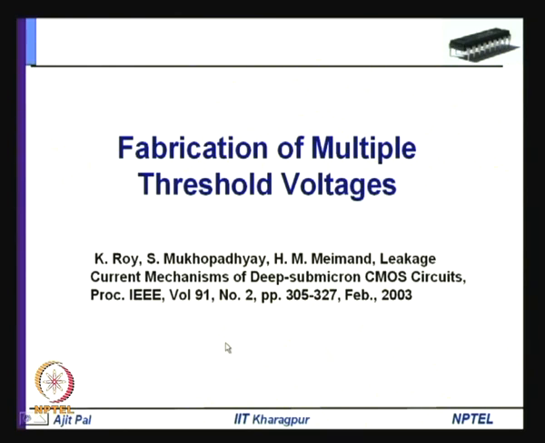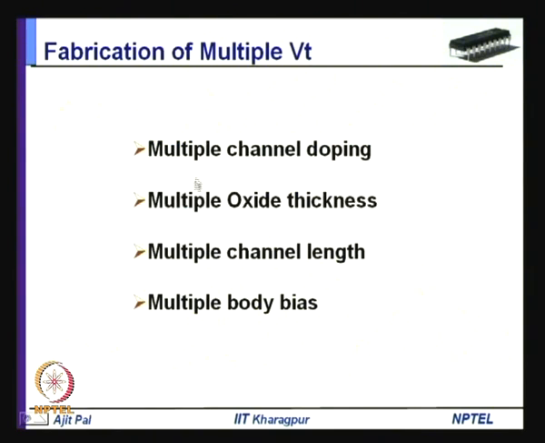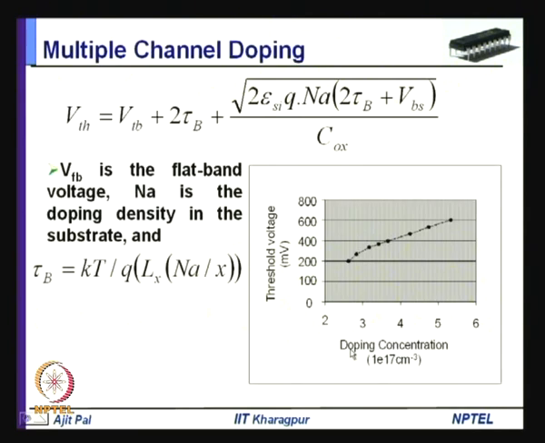So, in this paper you will find various techniques of realizing multiple threshold voltages, and the techniques are: number one is multiple channel doping, second is multiple oxide thickness, third is multiple channel length, and multiple body bias. These are the four basic approaches used for fabricating multiple threshold voltages. Let us see how can it be done. First one is multiple channel doping.